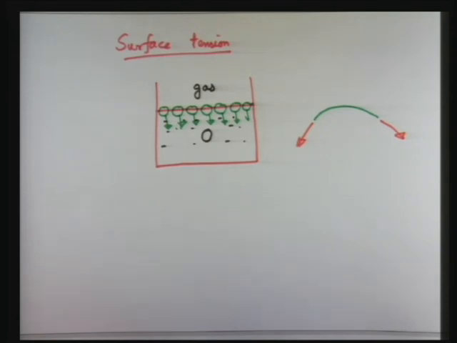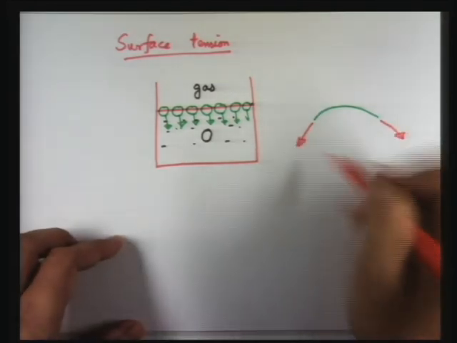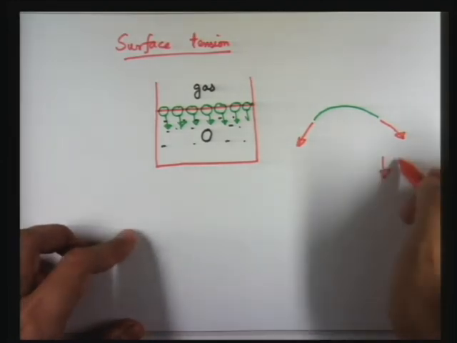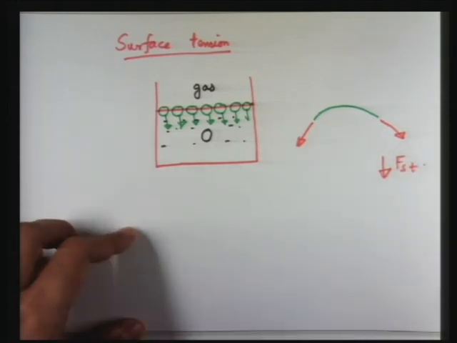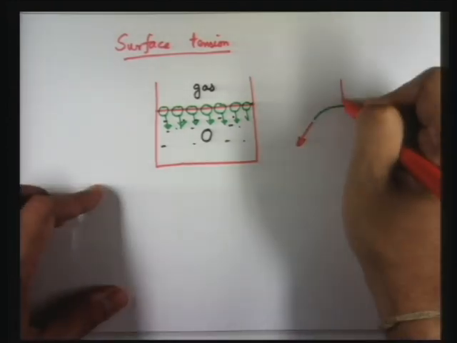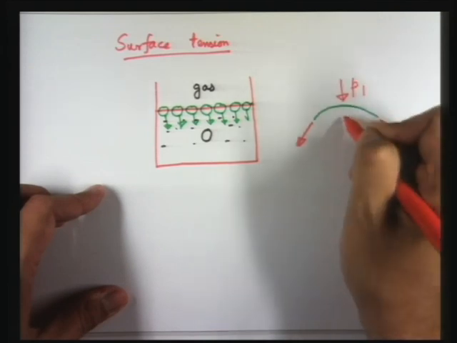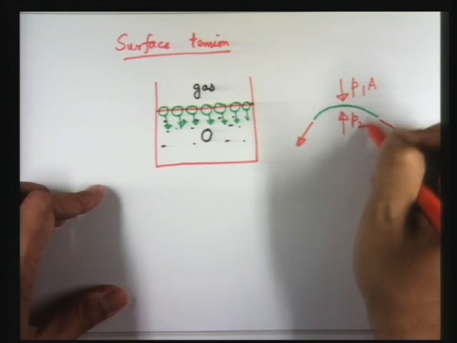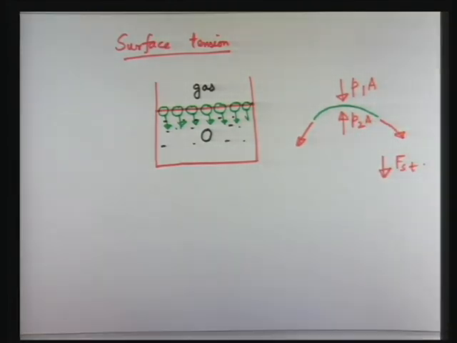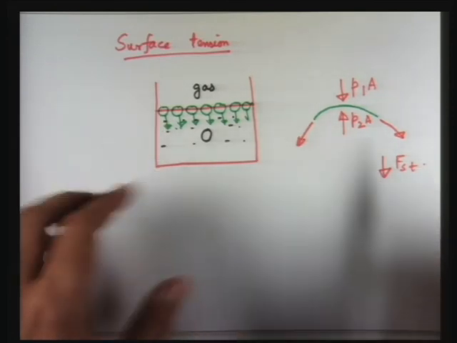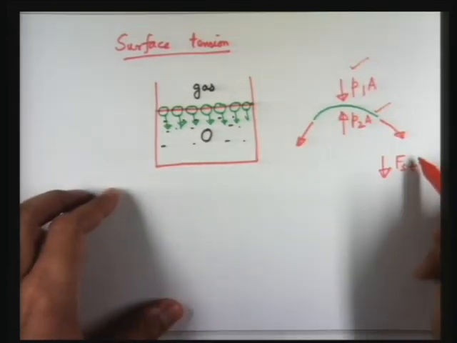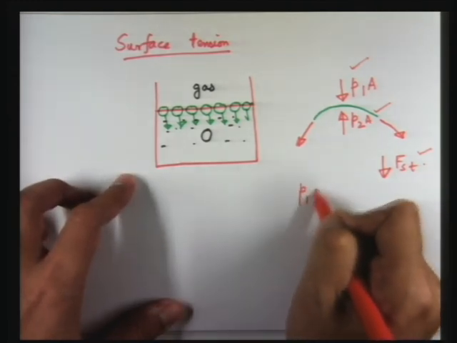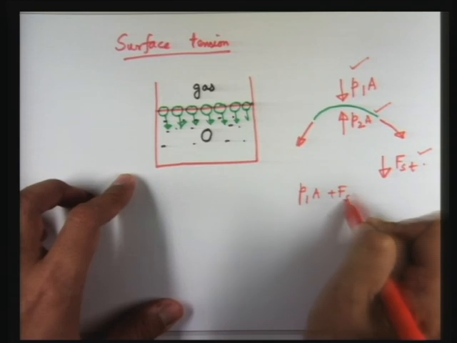So this surface tension force will have a downward component. This surface tension force, let us call it FST, will have a downward component. Let us say the pressure on this side is P1 and the pressure on this side is P2. This is P1 into some area and this is P2 into some area. So the green element is in equilibrium under the action of the force due to P1, P2 and surface tension. So we can write P1A plus force due to surface tension is equal to P2A.